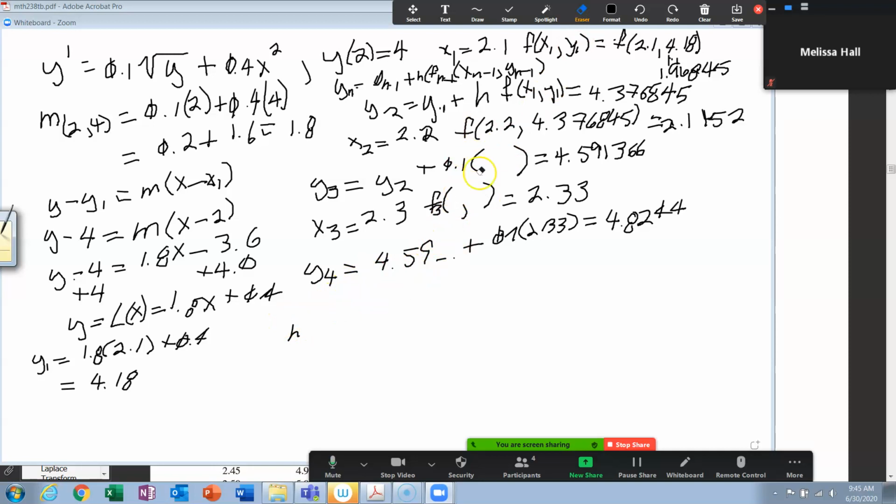This is y sub n plus 1 is equal to y sub n plus h times f sub n evaluated at x sub n.